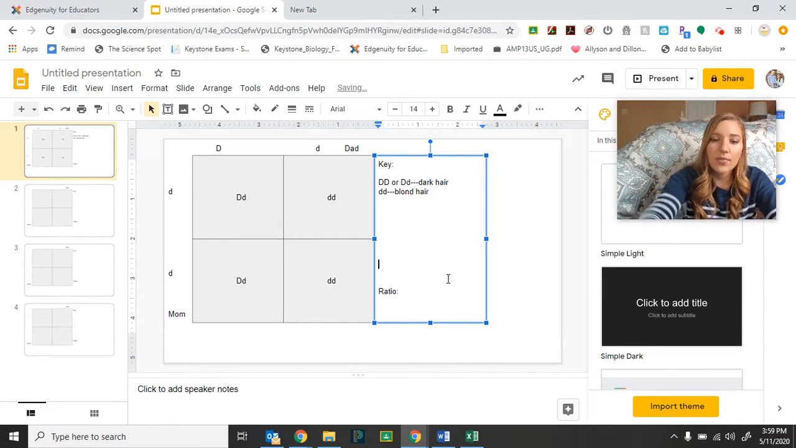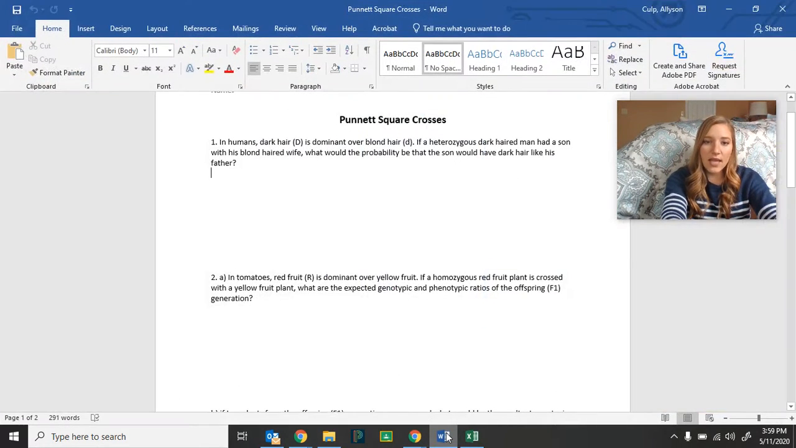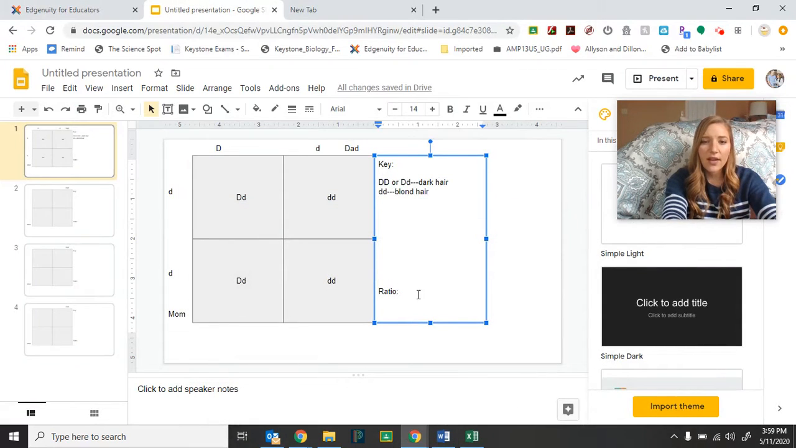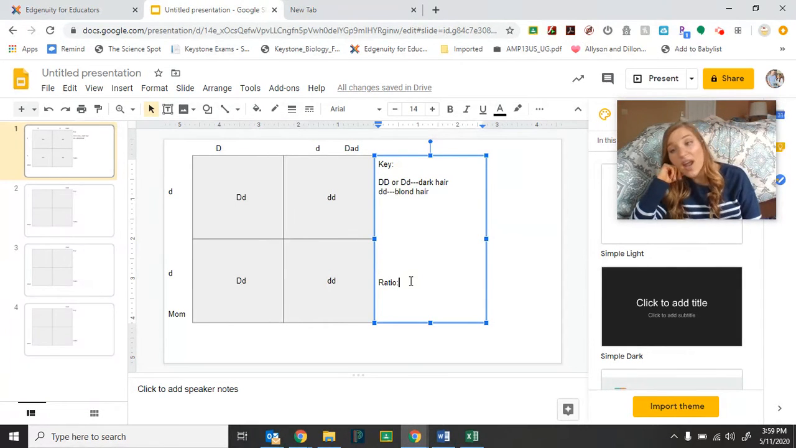I did the square. But the question is asking, what's the probability that they would have a son who would have dark hair like his father? So we need to look at these kids and figure out what's the chance that the kid is going to have dark hair. If you look at the four children, remember each box means 25%. So this box and this box are what color hair? Dark, because I made a key. I don't even have to think. This box and this box are what color hair? Blonde. It's right there. Two recessive alleles.